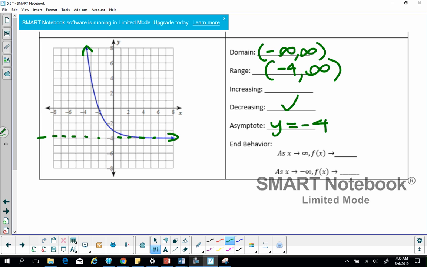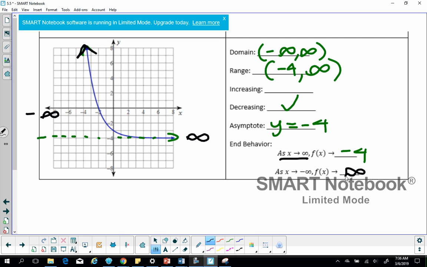Then we look at the end behavior. So this says as x approaches infinity, that means as it goes this way. What is the y getting closer and closer to? What y value is it getting closer and closer to? What's this line? The asymptote, which is -4. So we just have to look out to what's going on. Then as it approaches negative infinity, as it goes this way, what's happening with that y value? Going up to what? Beautiful. Perfect.